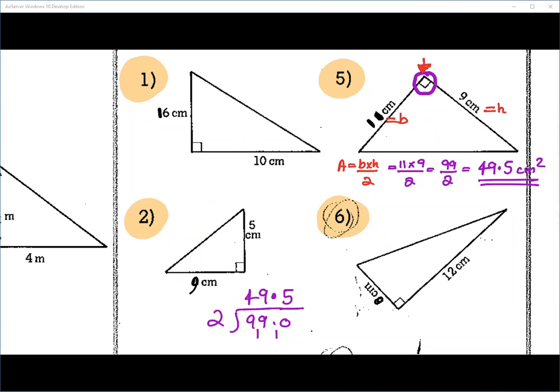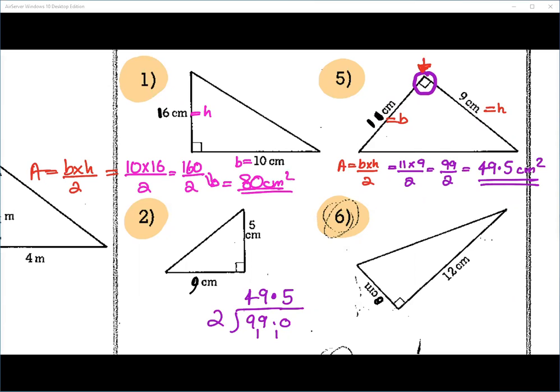Okay, Mr. Yahya, what's the answer for number 1? Go through with me now, please. Area equals? Base times height, divided by 2. Okay, lovely. So what's the base? The base is 10. And what's the height? 16. What's 10 times 16? 160. And what's 160 divided by 2? 80. Finished.